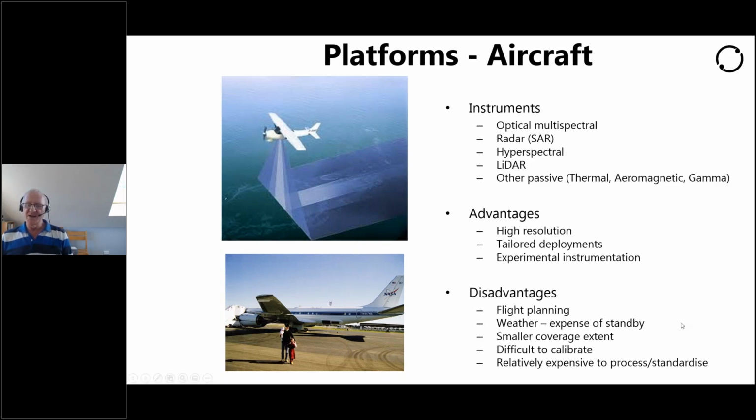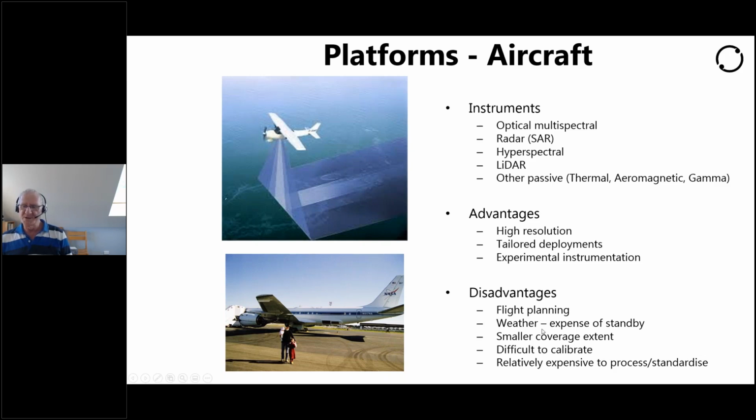So the advantages are that they're a little bit more flexible in their deployment than a satellite. You can get the very high resolutions, and you can put experimental instrumentation onto an aircraft more easily than you could onto a satellite, or go through the issues of miniaturizing it for a drone.